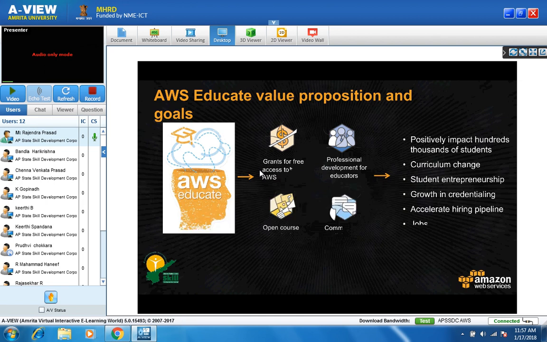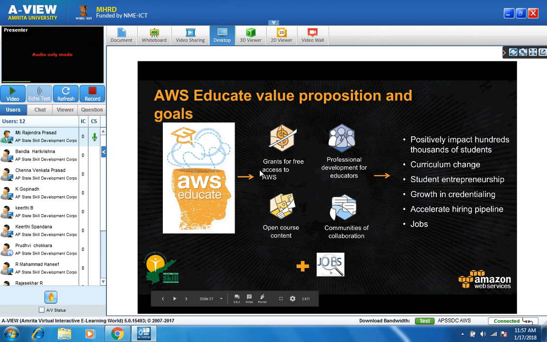Okay, so AWS Educate, what does it do basically? As you can see here, it grants free access to the entire AWS platform. Everything is open source content and professional development for educators. Students will be getting direct access to the entire platform, and even for educators, it will be helpful in building their profile. And eventually all this will lead to jobs.